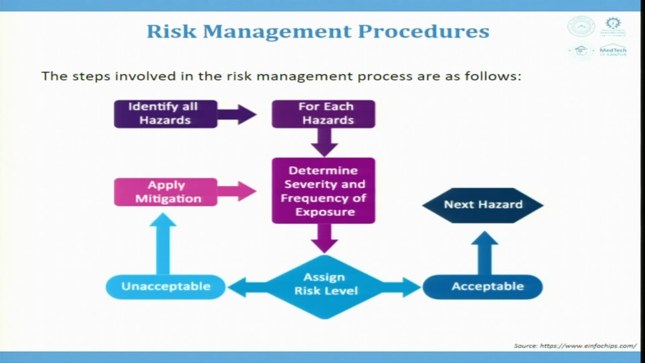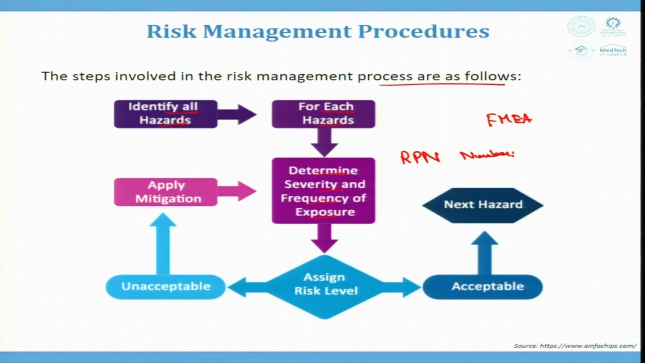Next comes the risk management procedures. The steps involved in the risk management process are as follows. We identify all the hazards. For each hazard, we determine the severity and frequency of exposure. The severity is captured by the RPN number, which is a parameter in the FMEA analysis. FMEA is failure modes and effects analysis. RPN is risk priority number.